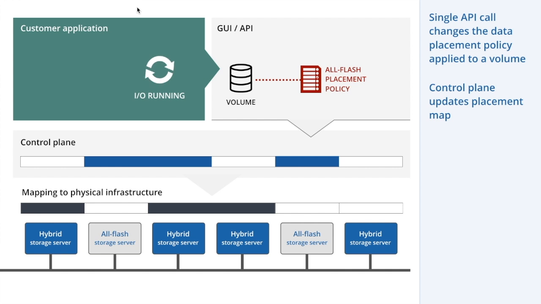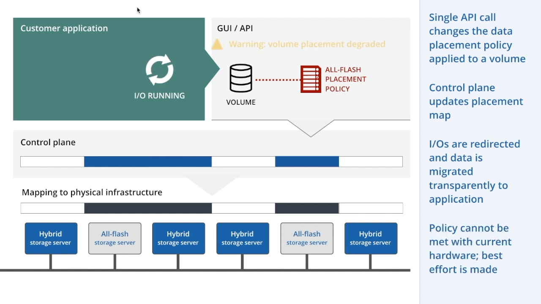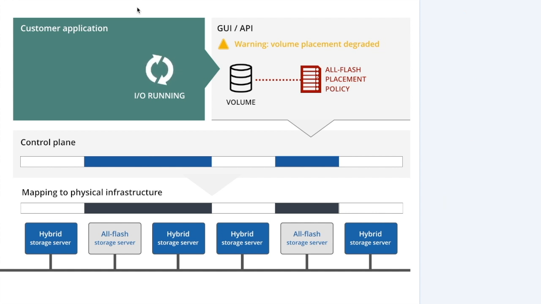And once the placement map is updated, the change is again driven down into the data plane and IOs are redirected in real time. Gradually, 2 out of the 3 replicas will be migrated from the existing hybrid nodes onto all flash nodes, again, as your application continues to run uninterrupted. Now, of course, the system will raise an alert back to the user to let them know that their intended placement configuration can't actually be fully met with the current hardware, but that the application can continue to run like this indefinitely.